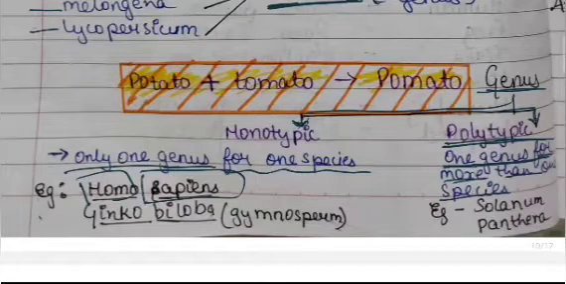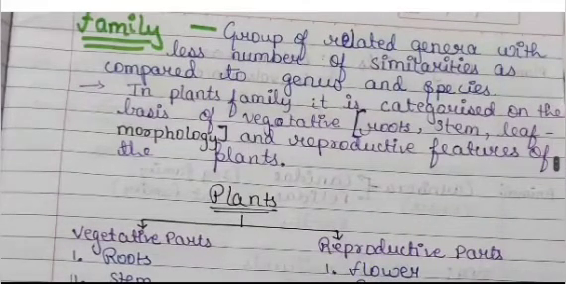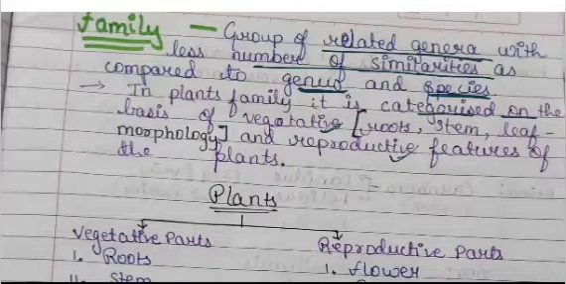This species has been given only for one genus. But in the case of polytypic, Panthera and Solanum are genera which have been used for many different species. Now, family is a group of related genera with fewer similarities as compared to genus and species. In the case of plant families, it is characterized on the basis of vegetative and reproductive parts.